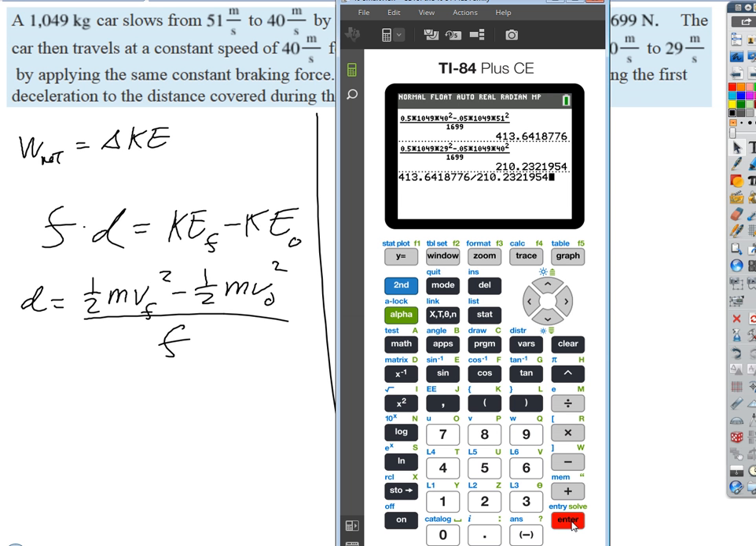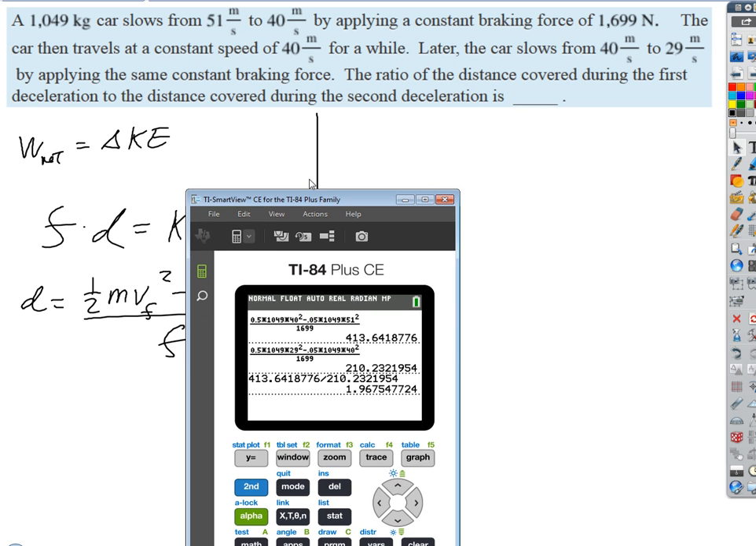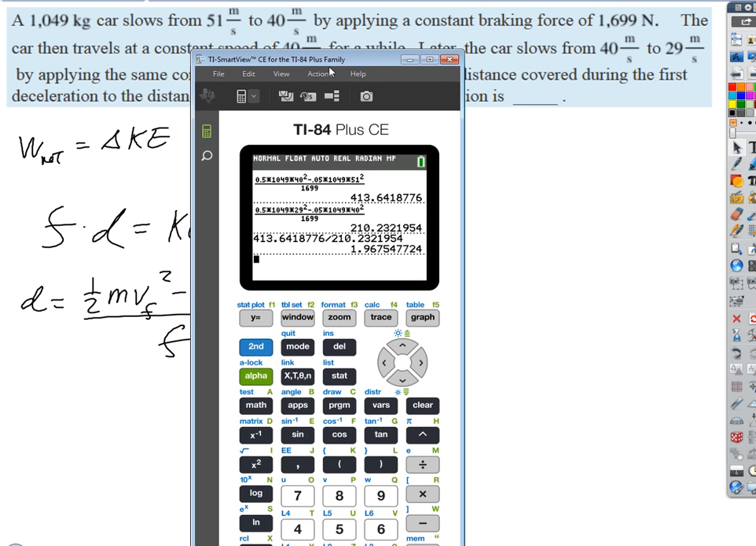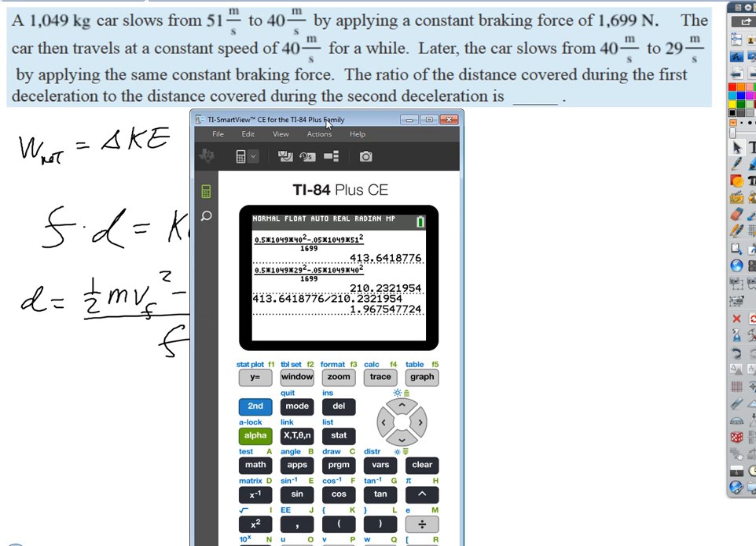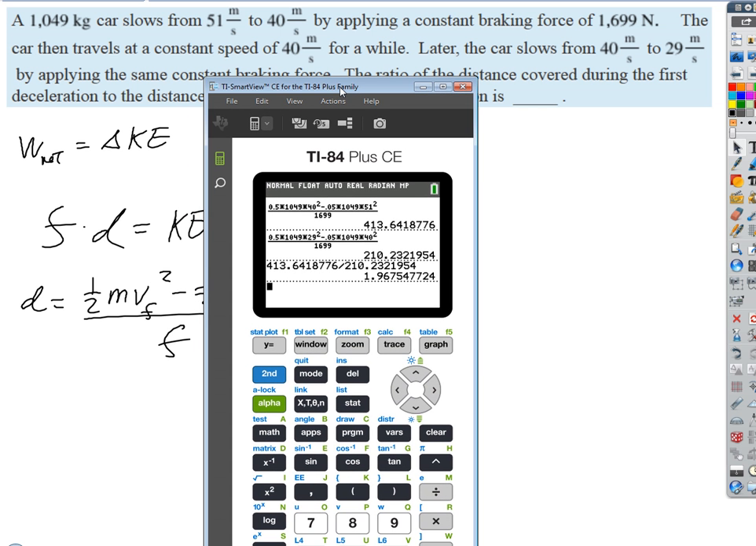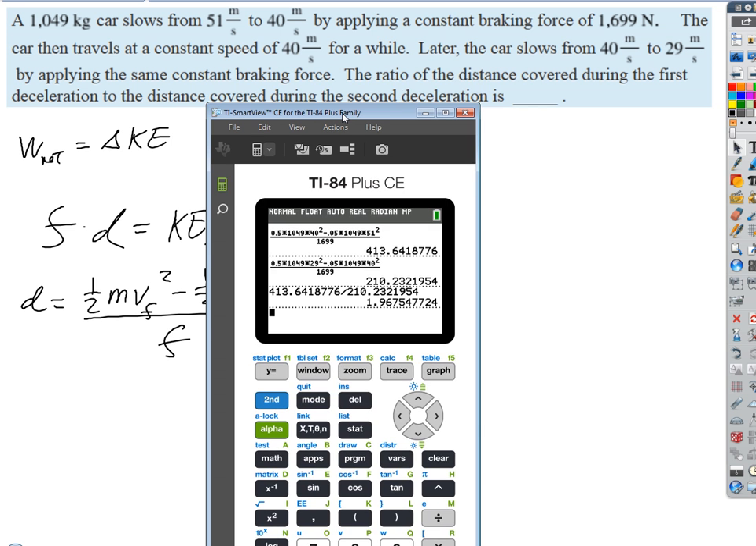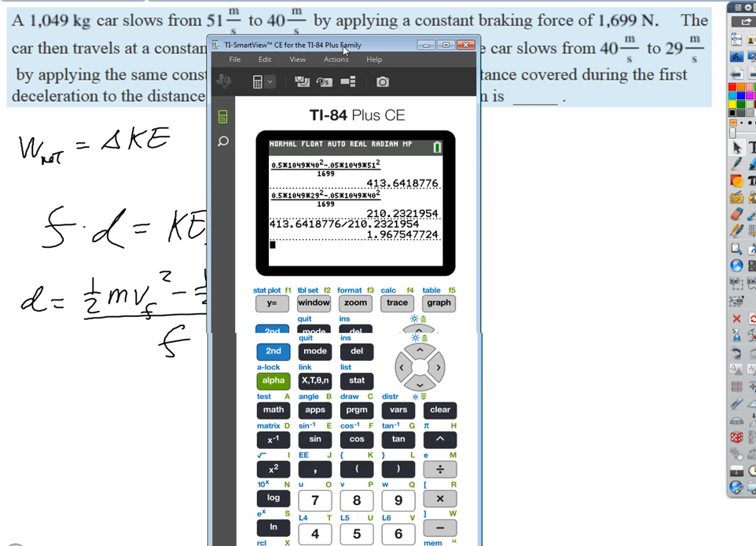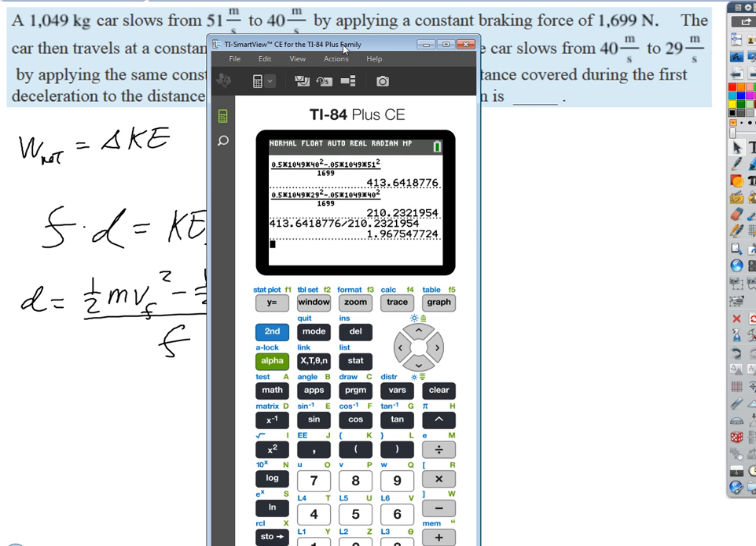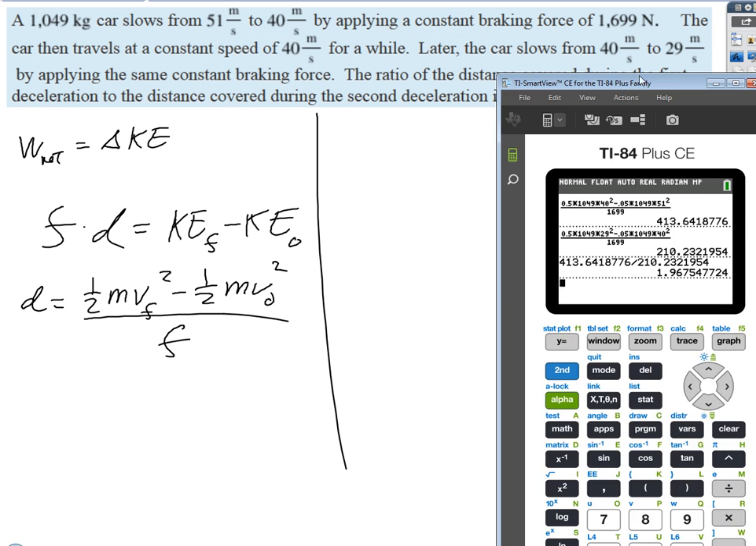Wait, so when you put it in the Moodle, how would you put that in? Would you put the 1 point something? They just want it as the ratio of the distance covered. So you could just put a decimal, rounded to 2 places. So it'd be 2.0, yeah. Make sense? They wouldn't want the actual ratio calculated. No, the ratio, just meaning a number's fine. There we go, perfect.